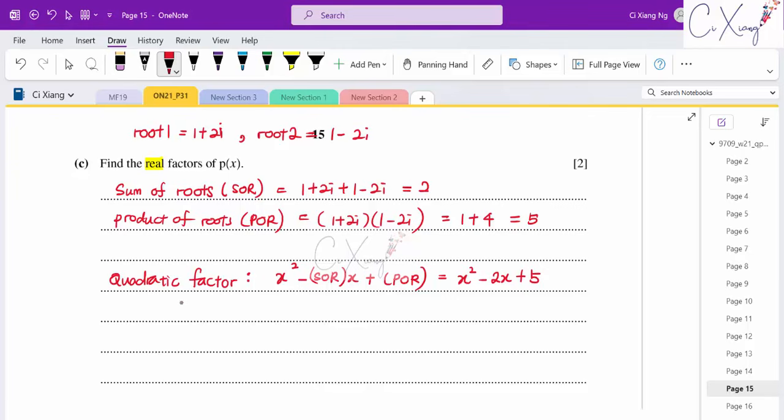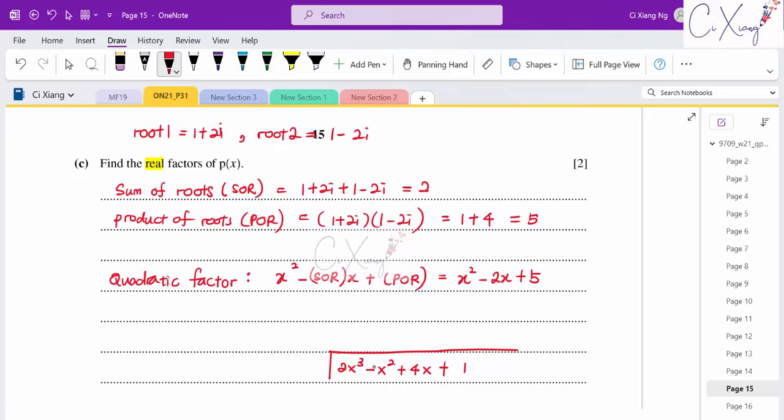So what is the purpose of finding the quadratic factor? Because we know that the polynomial is built up by factors, right? When you multiply one factor with the other factor, we get a quadratic expression. Alright, so we are going to do it the other way around. That means I want to use the quadratic factor and the polynomial to find the real factor that I have. Therefore, I have to apply long division.